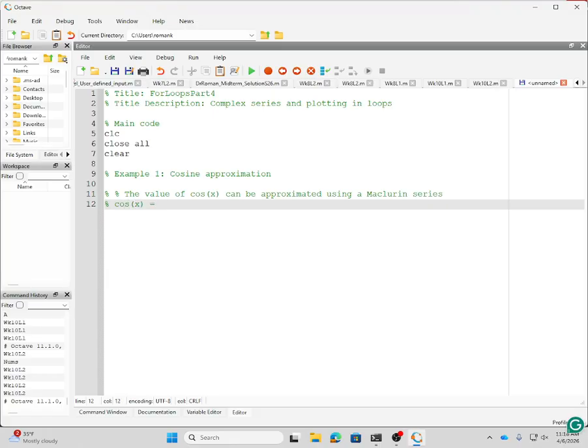equal 1 minus x squared divided by factorial 2. Now I know you may not even have seen factorial yet. I'll talk about it shortly. Let me finish writing the series. Minus x to the power 6 divided by factorial 6 plus dot dot dot. Okay, take your time, finish it.